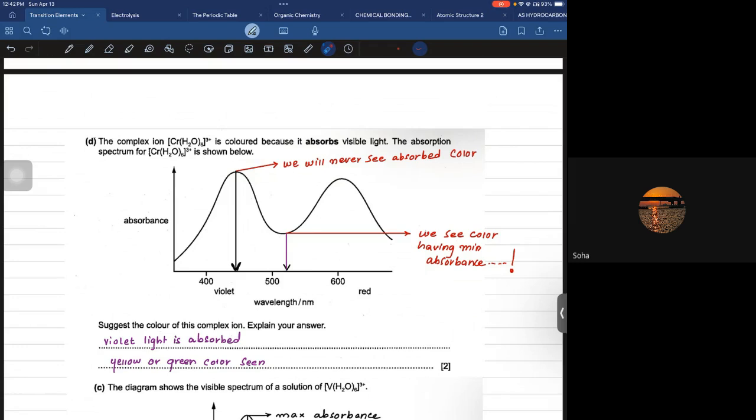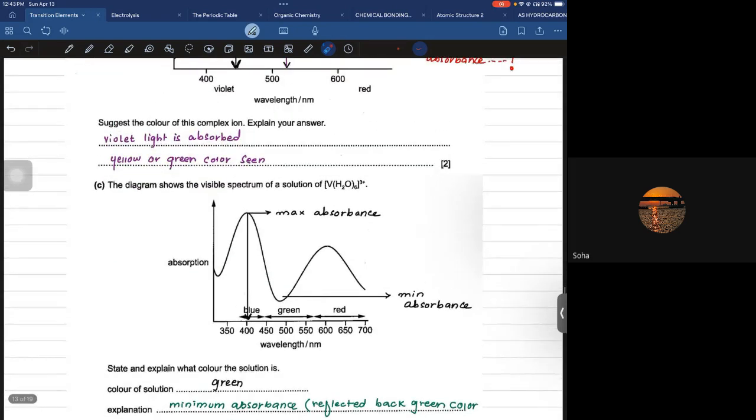The color which has the lowest absorbance means the highest emission. That is this. Of course, the frequency is this. The wavelength of the color is this. I can see the wavelength. It can be 550 or so. So I would write that the violet color is absorbed because the frequency of violet color is this, and the frequency of yellow or green color is this. So violet color is absorbed and yellow or green color would be seen. Simple.